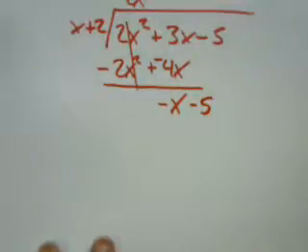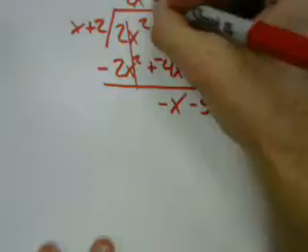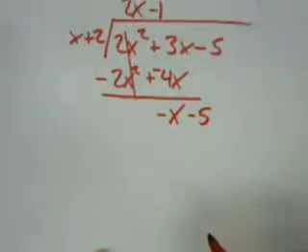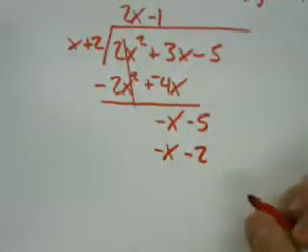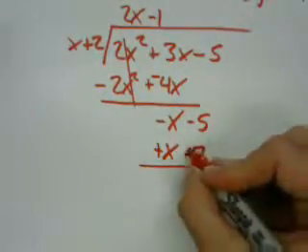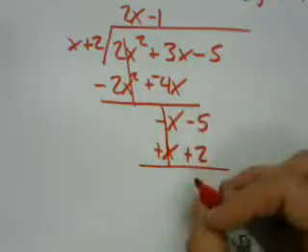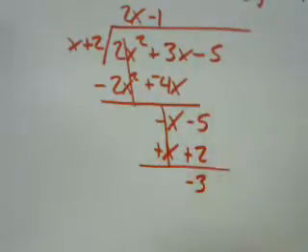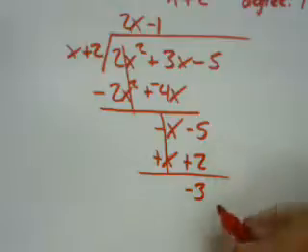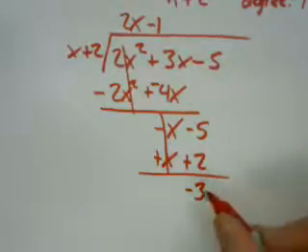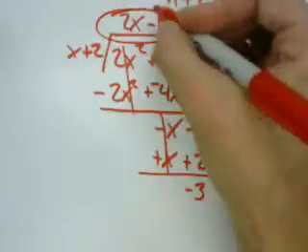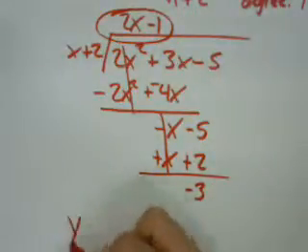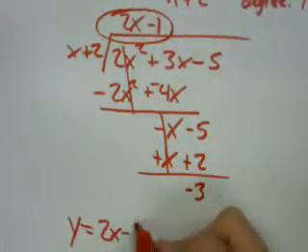I ask myself, what times x equals negative x? Well, that's negative 1. Negative 1 times x is negative x. Negative 1 times 2 is negative 2. I draw a line and change my signs. This cancels out. Minus 5 plus 2 is negative 3. This part right here is my remainder. This is my quotient, and this is actually my slant asymptote. My slant asymptote is y equals 2x minus 1.